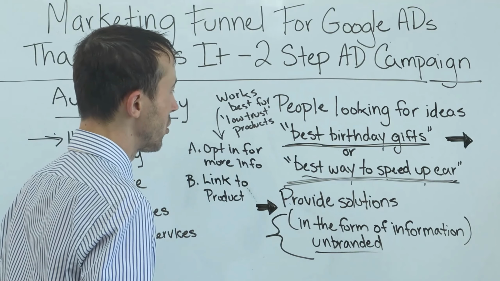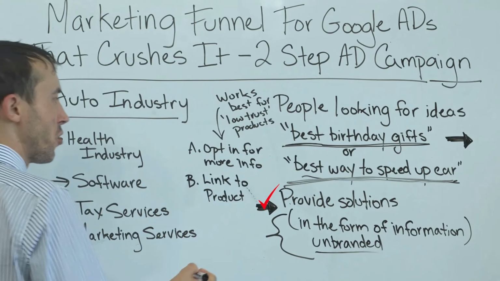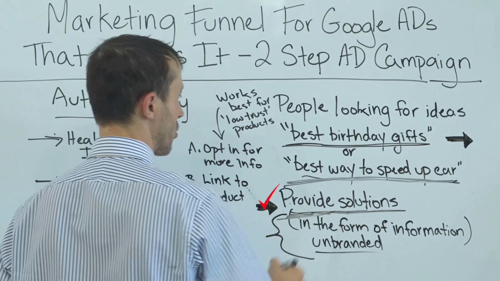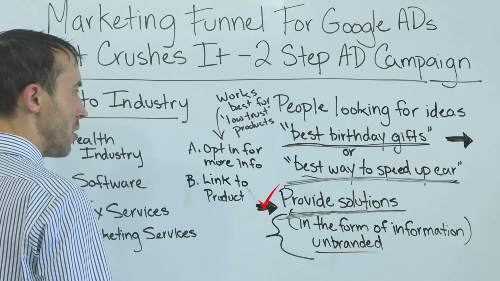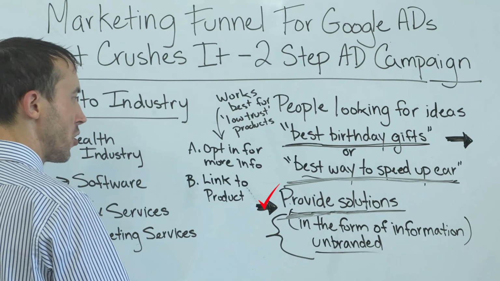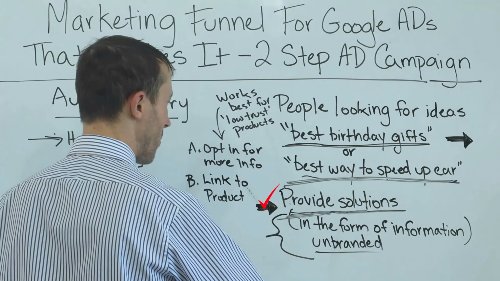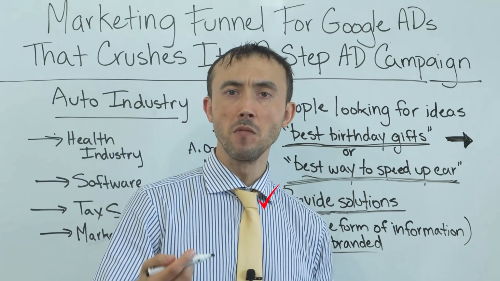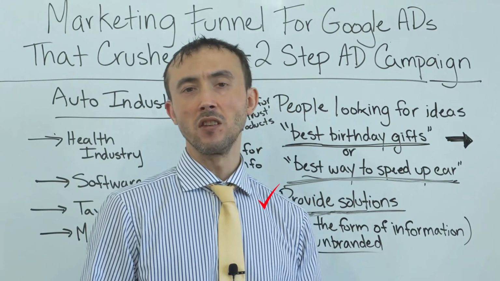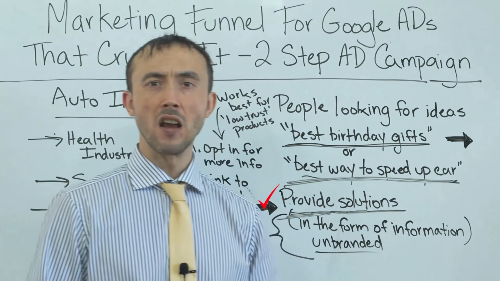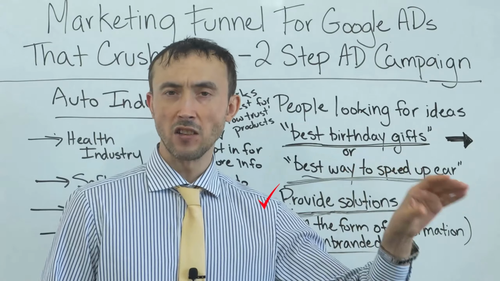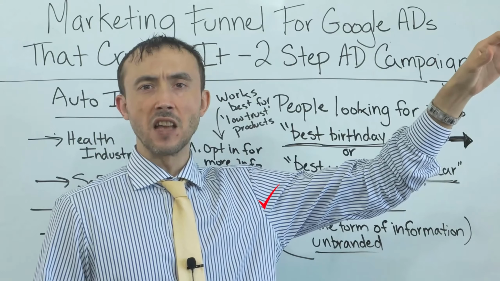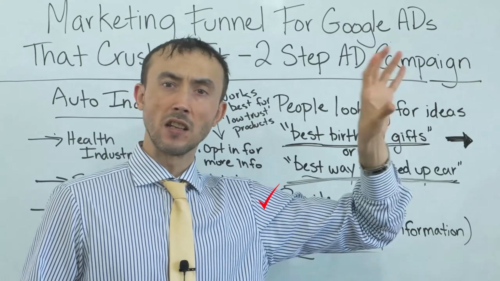In that situation, okay, you provide solutions to the user to the immediate problem that they're saying they're having by making a search like this. And what you can do is provide that solution in the form of information. And if you're going to provide information, you do it from an unbranded standpoint. Because if you say, okay, here's how to make your Honda Civic faster from HondaCivicUpgrades.com, they're not going to believe what you're saying. That's not what you want to do.